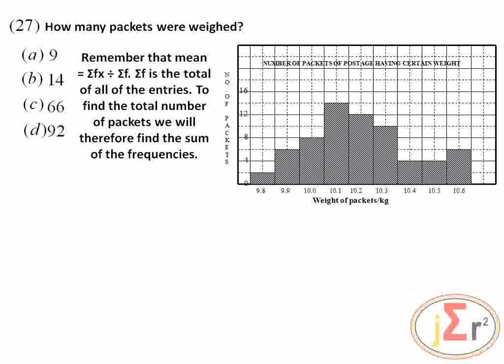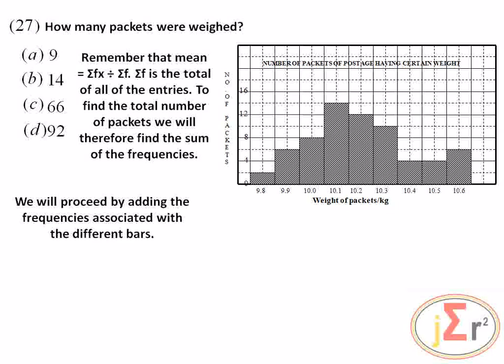So it is the summation of all of the entries, and we divide that by the number of entries. Therefore, the summation of f is the total of all of the entries. To find the total number of packets, we will therefore find the sum of the frequencies. Sum of the frequencies will be equal to the total number of them. We will proceed by adding the frequencies associated with the different bars.